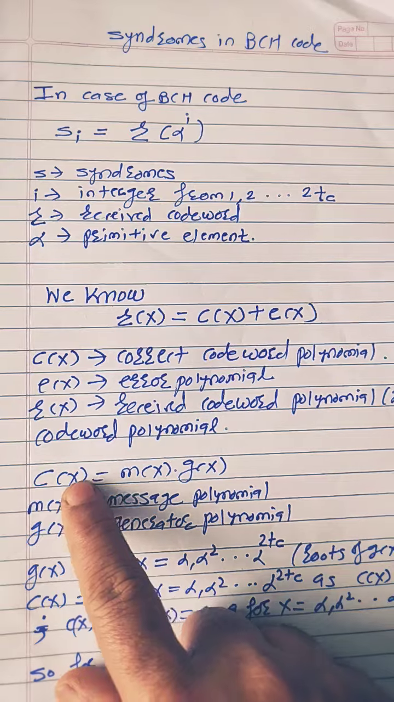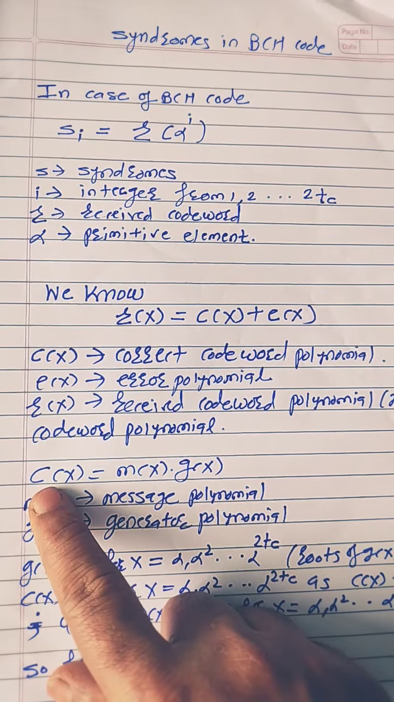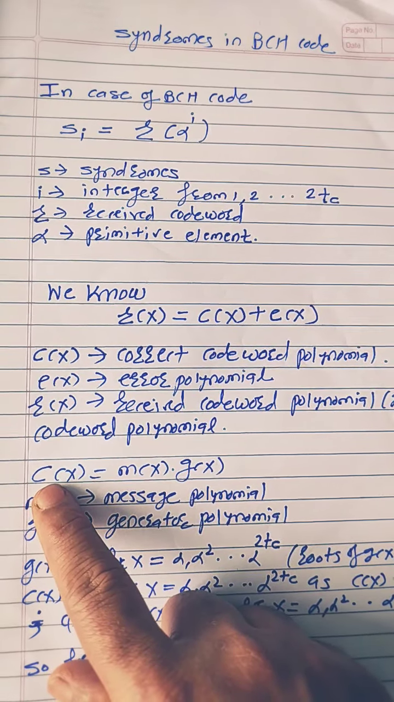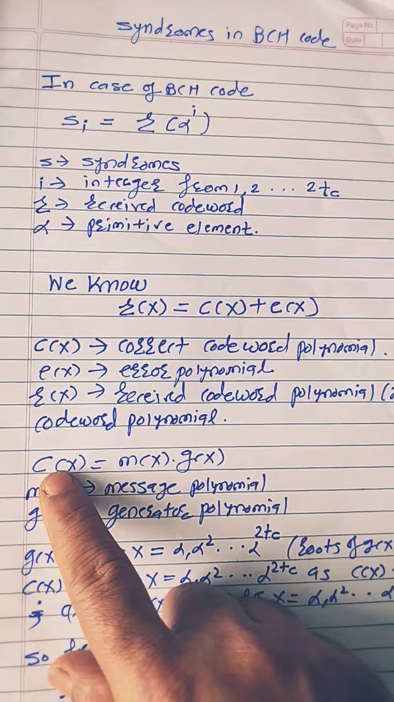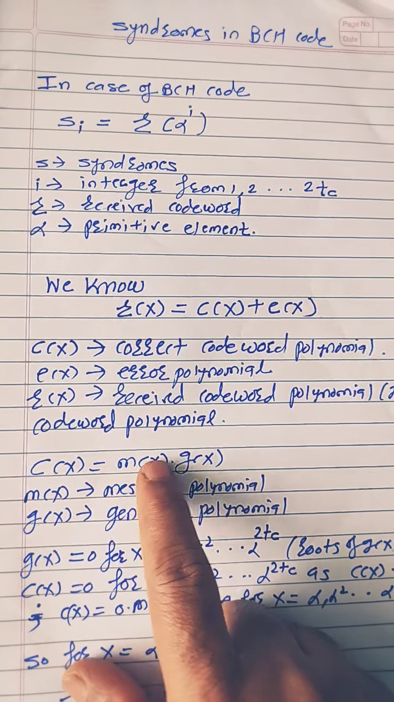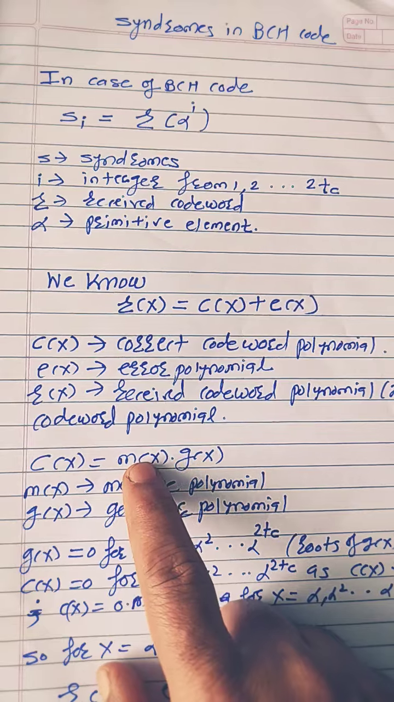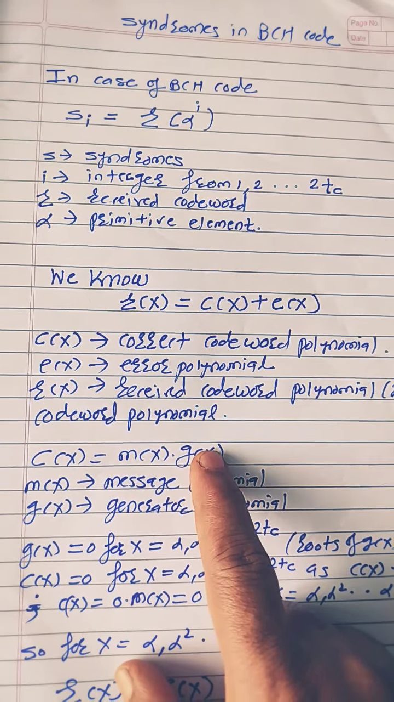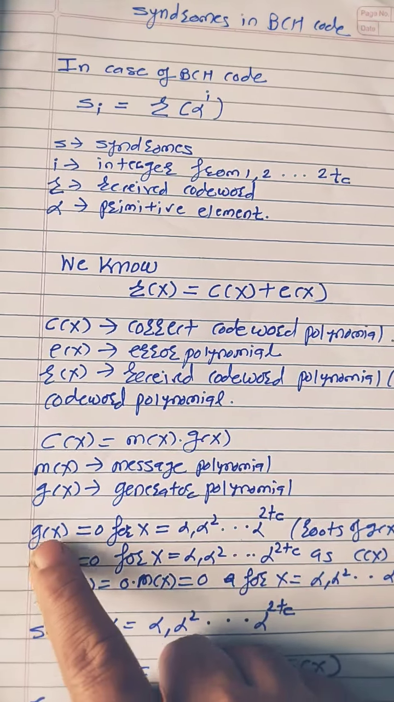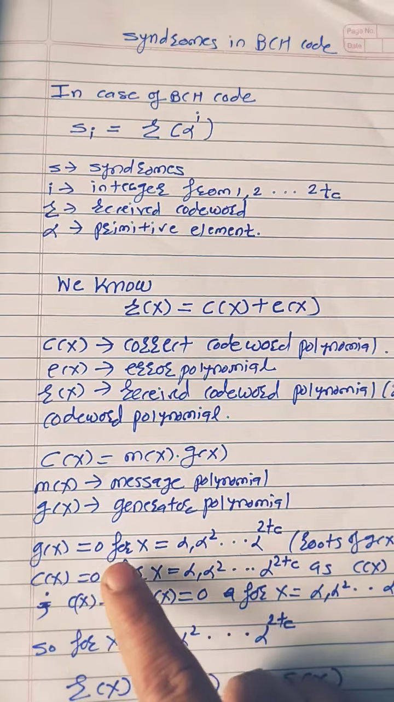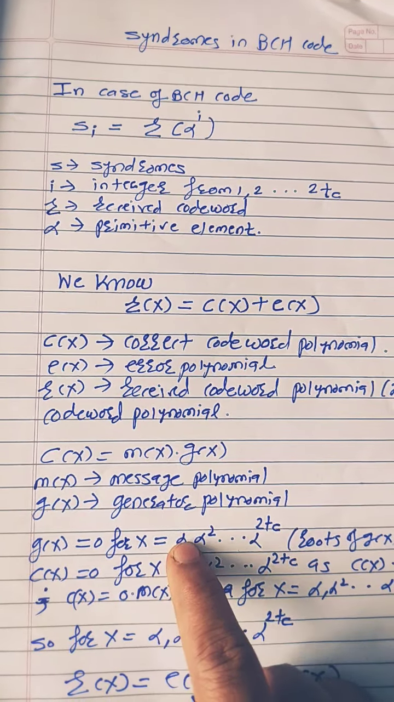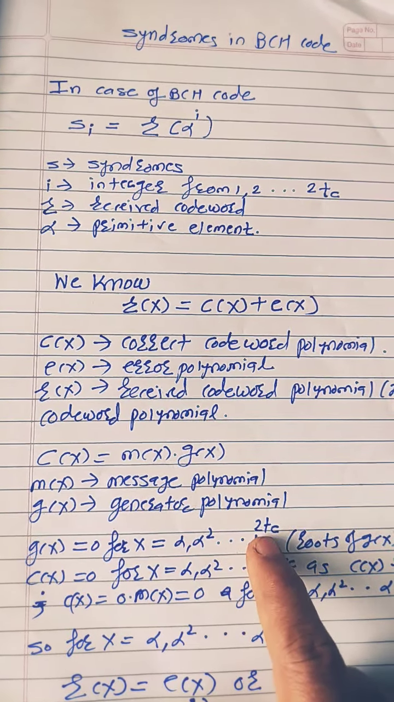You know that BCH code is also a cyclic code. In cyclic code, C(x) is equal to m(x) into g(x). The correct code word is obtained by multiplying the message polynomial with the generator polynomial. Now in BCH code, the generator polynomial has roots alpha, alpha square, up to alpha raised to 2t_c.